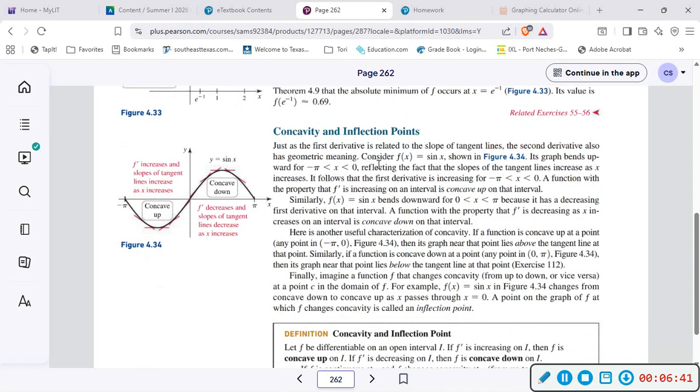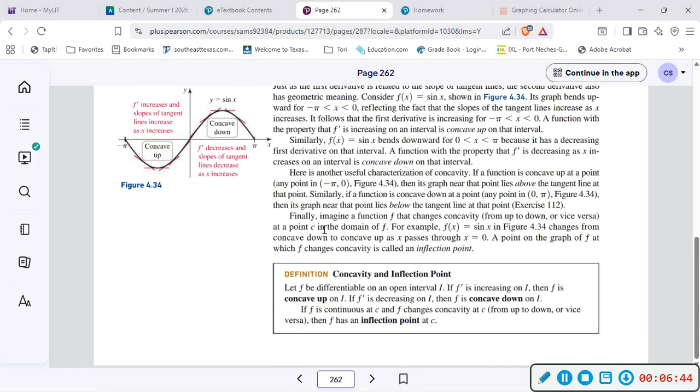This is the next thing we're going to talk about, inflection and concavity. These are also in your notes online in the cheat sheets. We're going to let f be a differentiable function on an open interval I. If the first derivative is increasing on I, then f is concave up. If the first derivative is decreasing, then the original function is concave down. And if f is continuous at c, and f changes concavity at c from up to down or vice versa, then it's an inflection point.